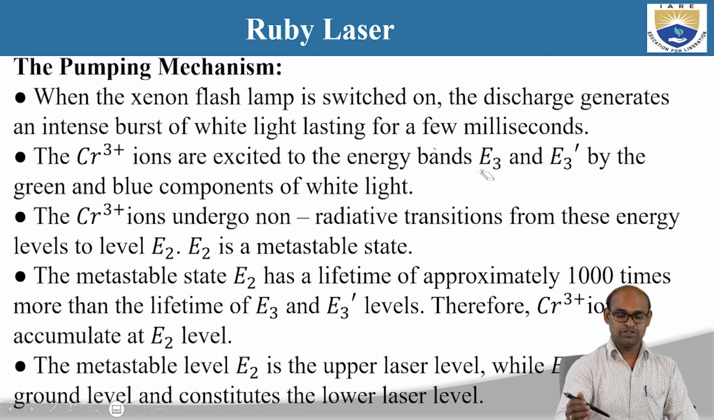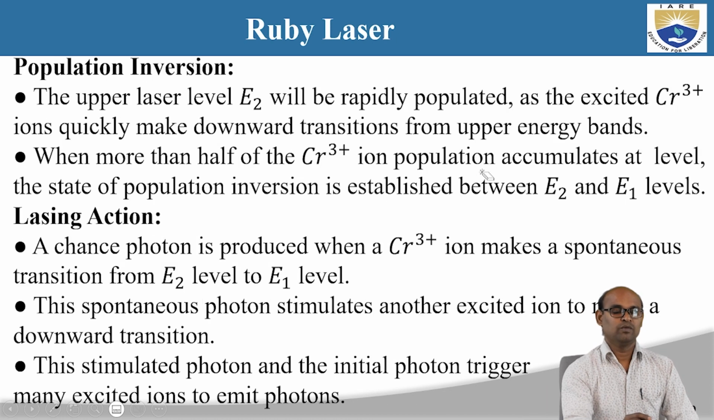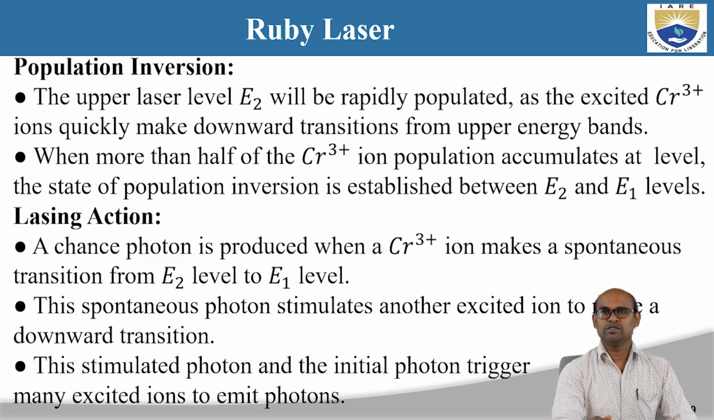Once population inversion is achieved, the upper laser level E2 will be rapidly populated as the excited state chromium atoms quickly make downward transitions from upper energy bands. When more than half of the chromium atoms accumulate at this level, the state of population inversion is achieved between E2 and E1 levels. The population inversion is achieved between E2 and E1 because E2 is a metastable state and its lifetime is longer, and hence we are able to achieve population inversion between the metastable state and the ground state.